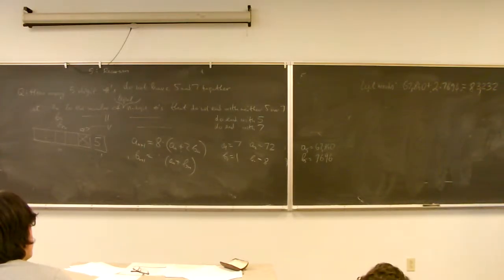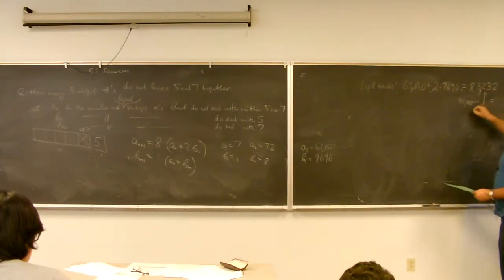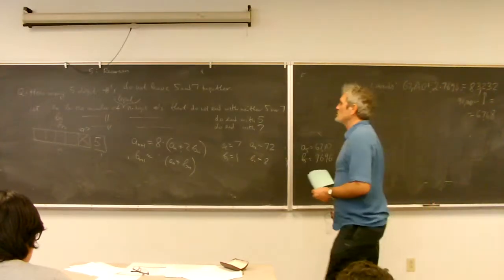But that homework question didn't ask you for legal words. It asked you for illegals that do have 5 and 7 together. So that one is 90,000 minus this. And the answer is 6768. So there are 6,768 words.